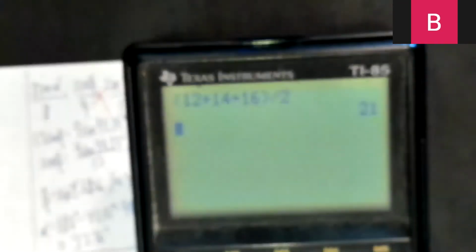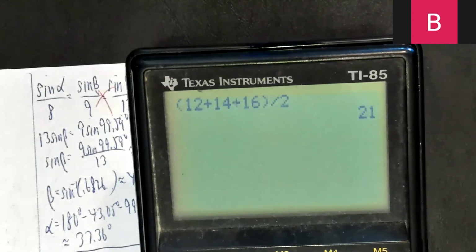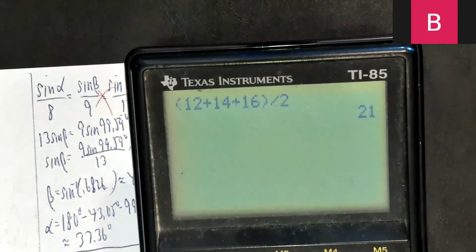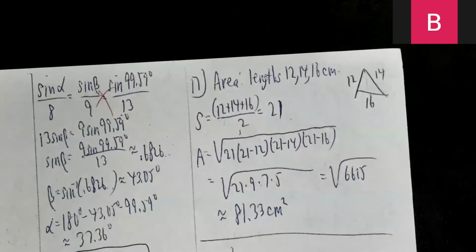So it adds up 12 plus 14, which is 26, plus 16 is 42. 42 divided by 2 is 21. A very common mistake that students would make is to go like this, 12 plus 14.